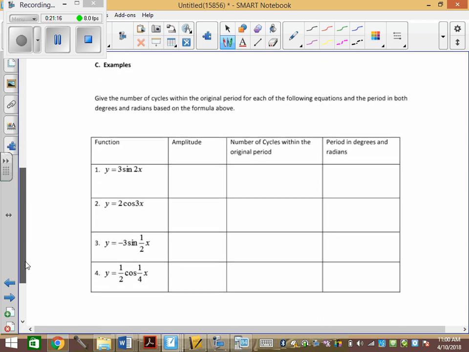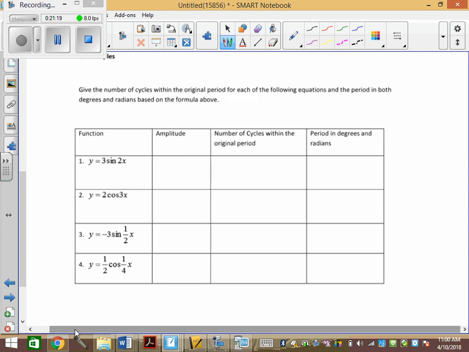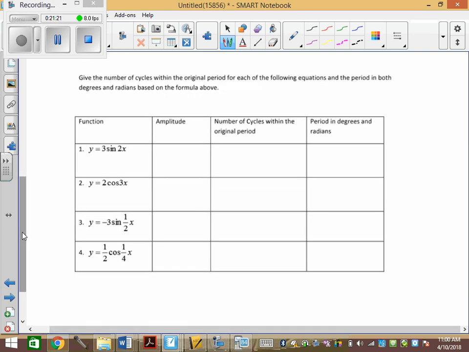We're going to go down to here. Skip ahead a little bit. So, give the number of cycles. Cycles are periods. How many periods happen in X number of time? Okay. Give the number of cycles within the original period for each of the following equations and the period, both degrees and radians, based on the formula above.